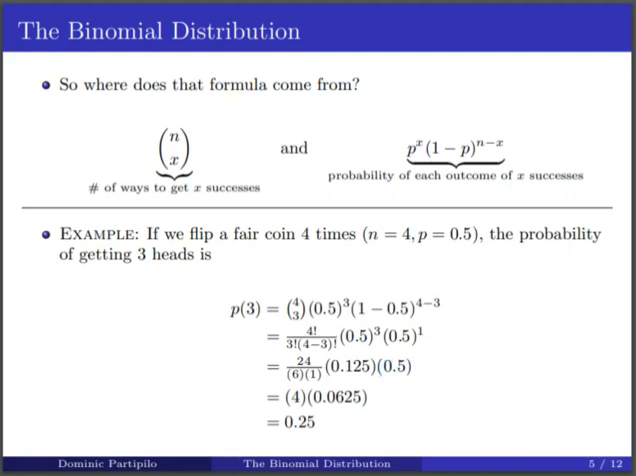Now all we need to do is the multiplication here. 24 over 6 is going to be 4, and 0.125 times 0.5 is going to be 0.0625. If we do all of that, we end up with 0.25. And that's the probability of getting exactly 3 heads in 4 flips of a fair coin.